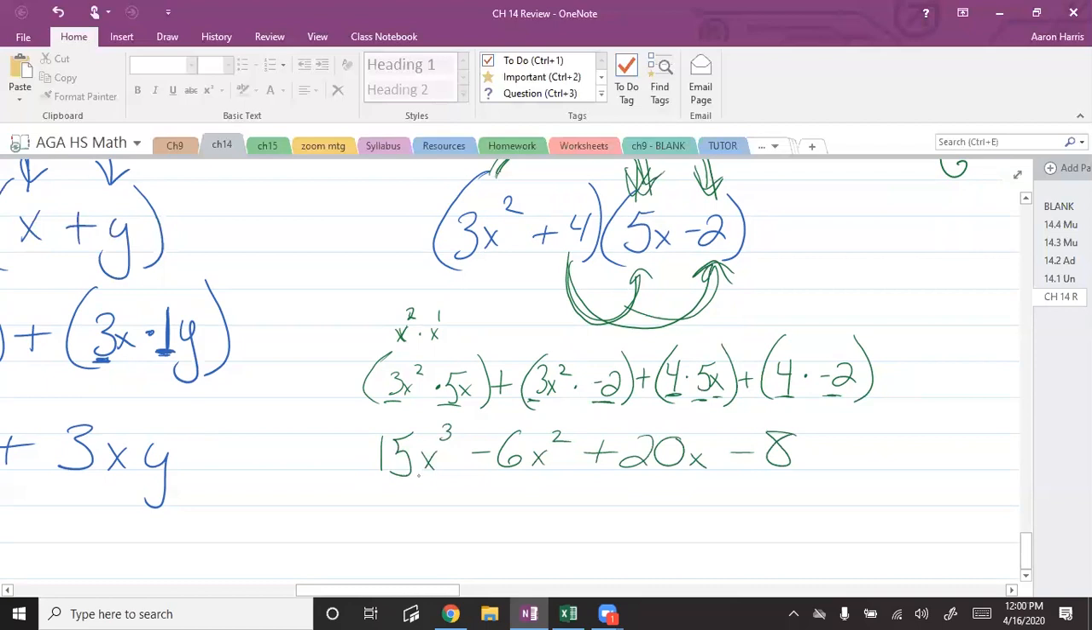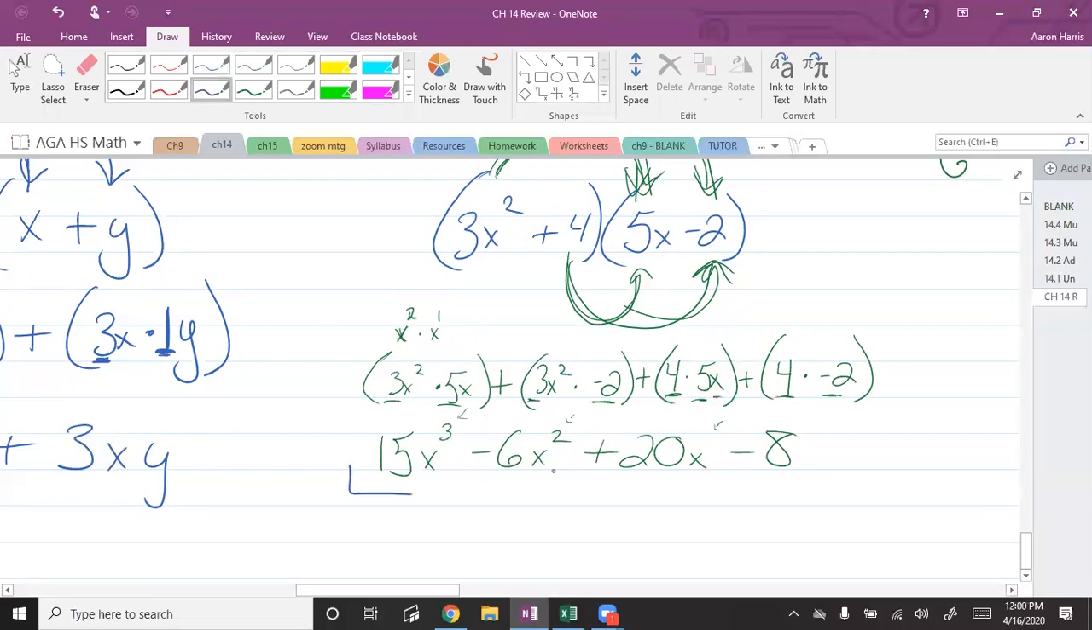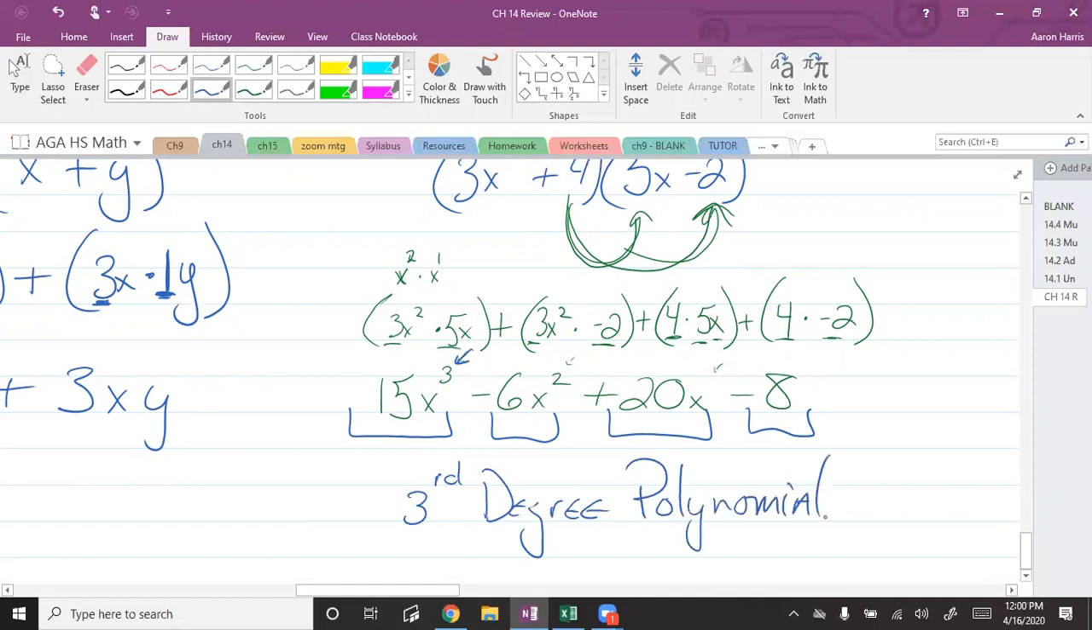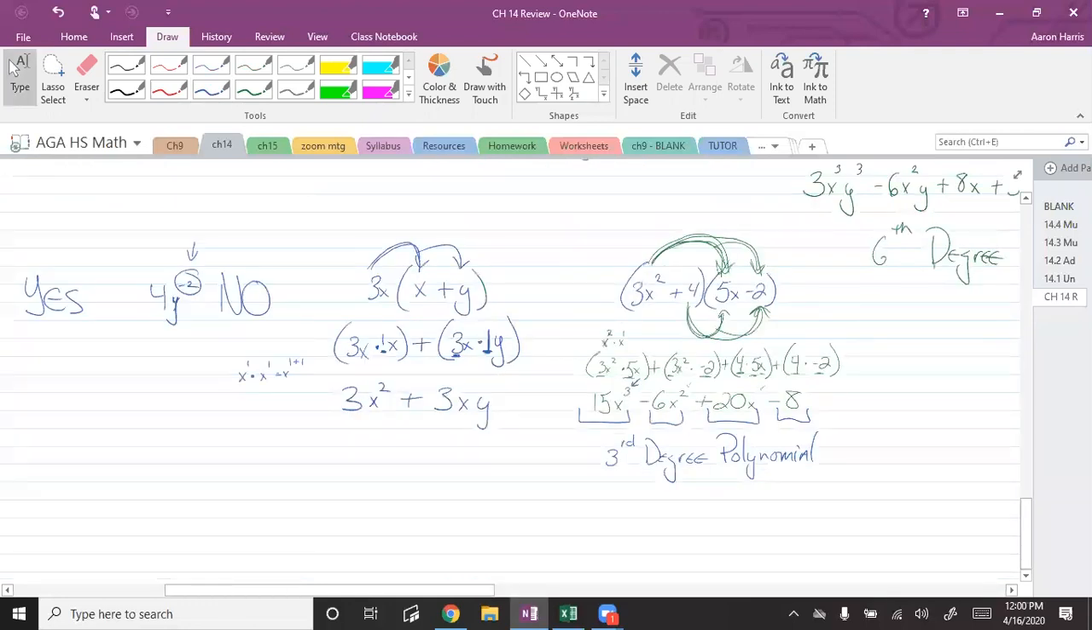Anything to combine? Here's x to the third, x squared, x to the first. Everything's different, correct? Therefore, nothing to combine. How many terms do I have? 4. What's the highest degree that I have? 3. So this is a third degree polynomial. Does that make sense? And that's all of chapter 14. Really simple chapter, okay?